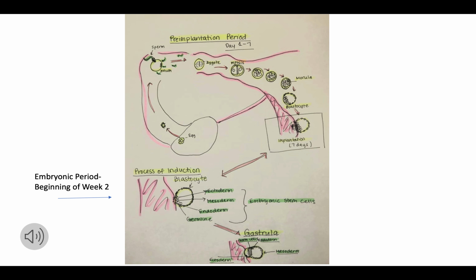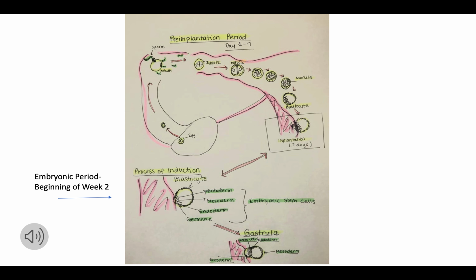Pre-implantation period, week 1. Here we have a female egg, or ovum, that gets released from an ovary into the fallopian tube. The sperm makes its journey into the uterus and fallopian tube, where it discovers the unfertilized egg. The sperm fertilizes the ovum, and the pre-implantation period begins as the ovum transforms into a zygote.